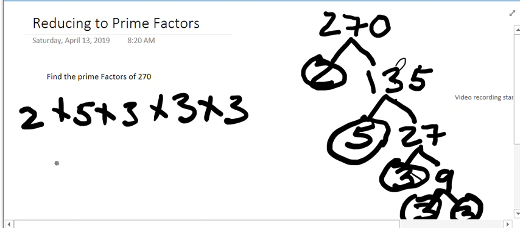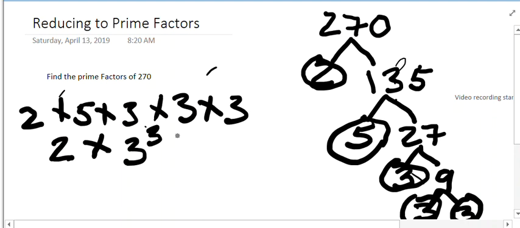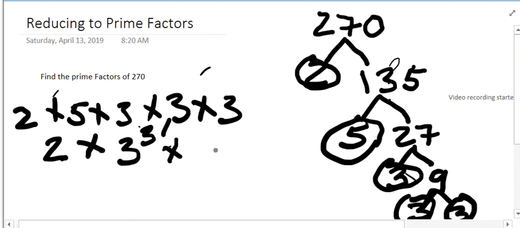But we can also simplify this by using exponents. So we can put 2 times, we have 3 3's, so we're going to do 3 to the third power, times 5. Sorry about that, pen user error.